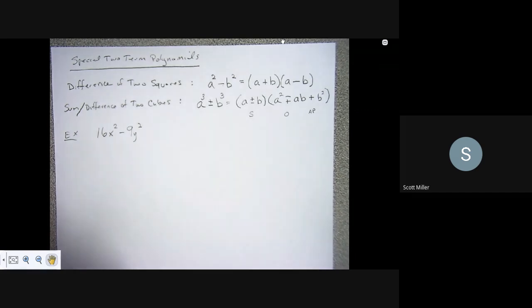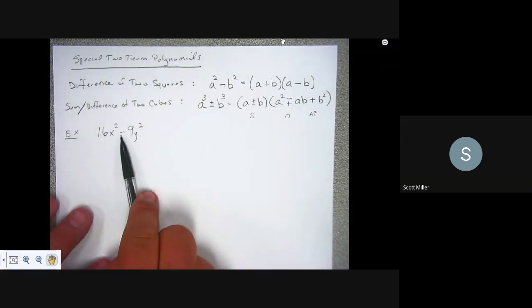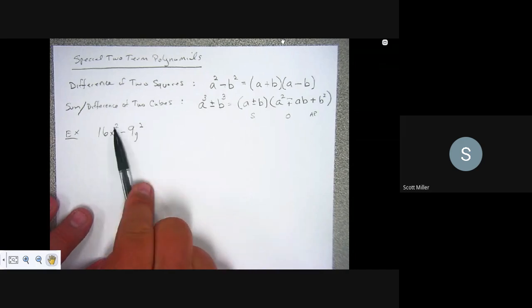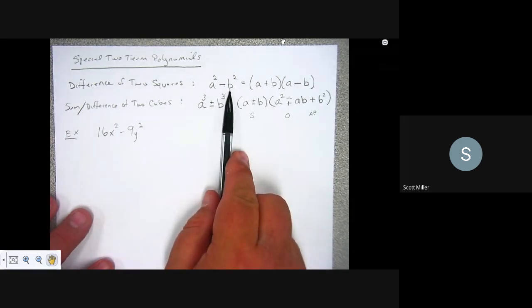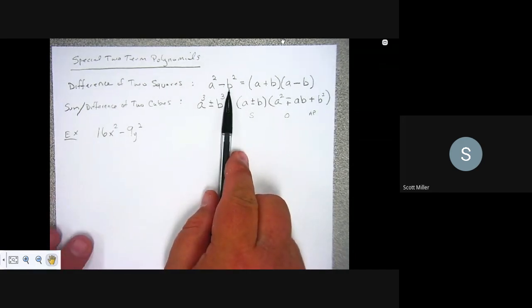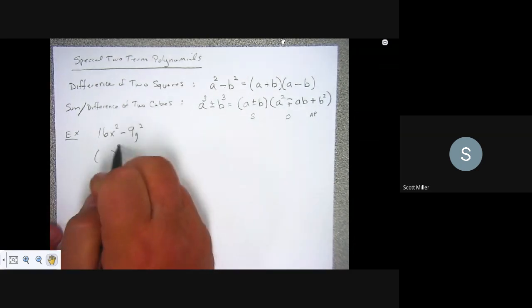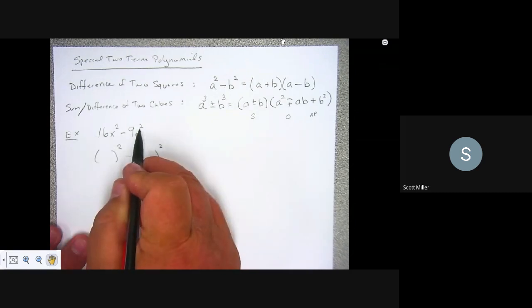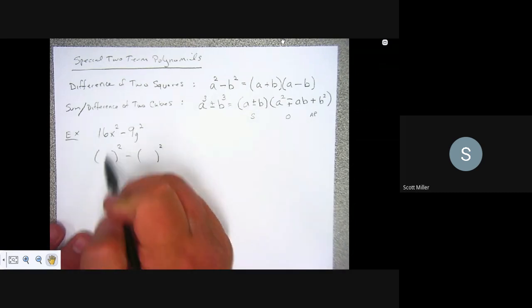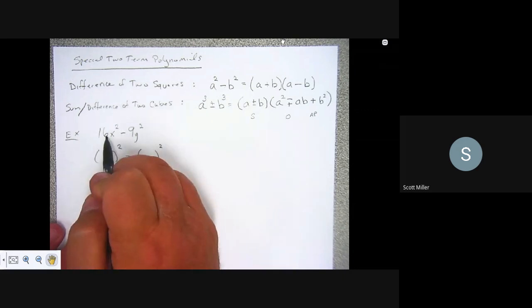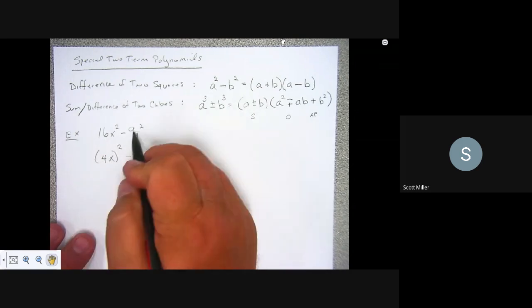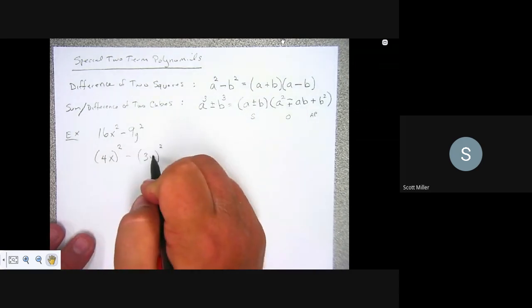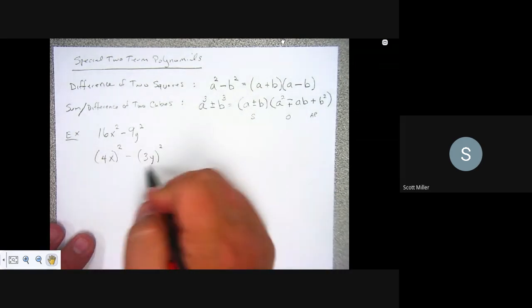That's how it works. So, I see a minus, I see squareds, I'm thinking difference of 2 squares. If it's the difference of 2 squares, I should be able to identify the A and the B. What number squared minus what number squared produced that? So it basically just means take the square root of these things to fill in the box. So the square root of 16 is 4. This is just an x. The square root of 9 is 3. This is just a y. A is that, B is that.